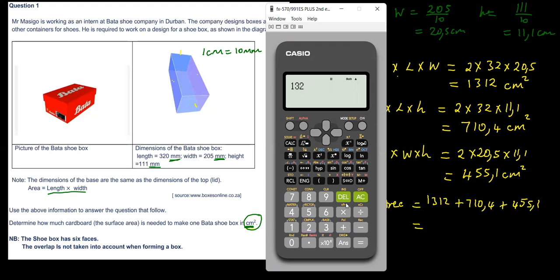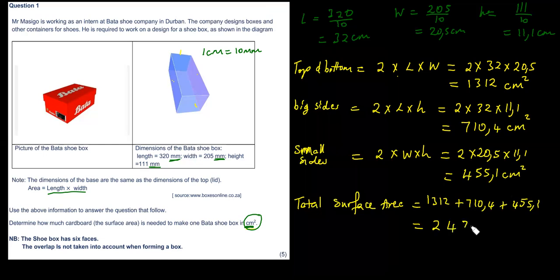1,312 plus 710,4 plus 455,1. What do we get? We get 2,477,5 centimeter squared. So this is the total surface area that we are having. So how many sides are we having? 2, 4, 6. Okay, so we are done from there.